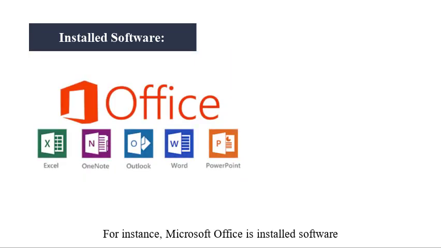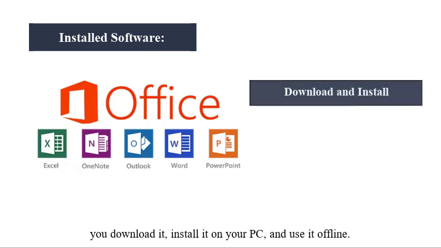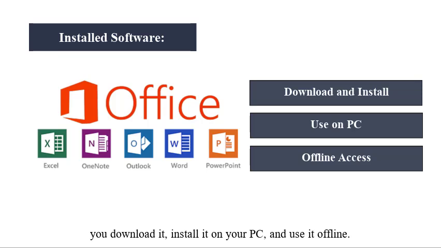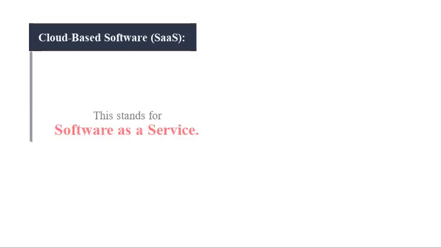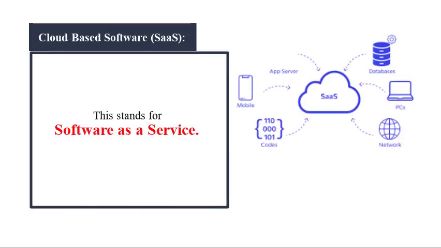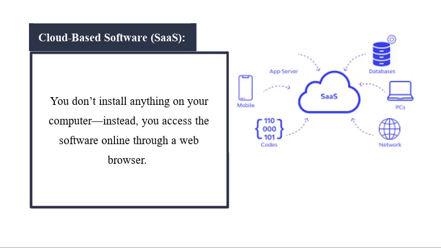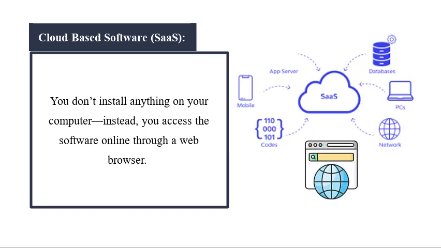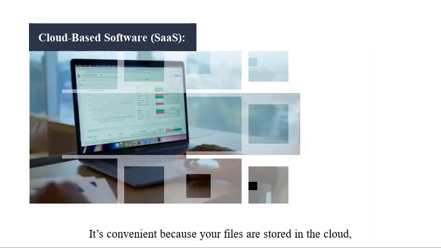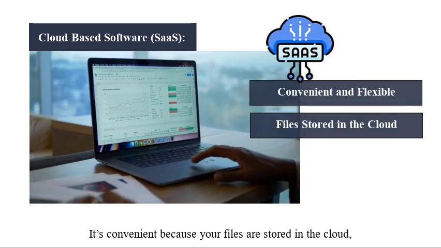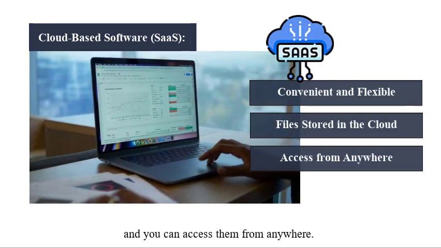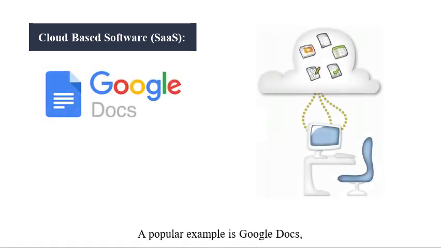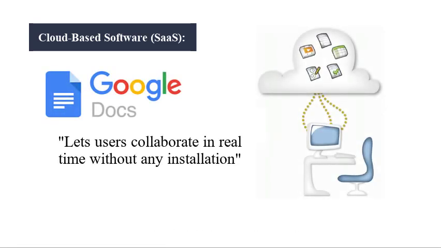For instance, Microsoft Office is installed software. You download it, install it on your PC, and use it offline. Cloud-based software, SaaS. This stands for Software as a Service. You don't install anything on your computer. Instead, you access the software online through a web browser. It's convenient because your files are stored in the cloud, and you can access them from anywhere. A popular example is Google Docs, which lets users collaborate in real time without any installation.